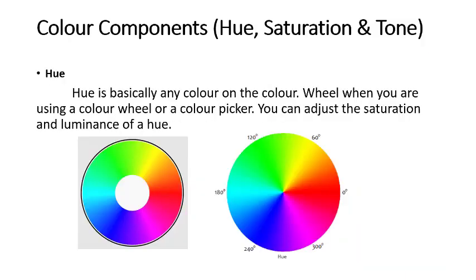Now, color components: we have hue, saturation, and tone. So what is hue? Hue is basically any color on the color wheel. When you are using a color wheel or a color picker, you can adjust the saturation and luminance of a hue. This is what we call hue, and hue is more like the original color. You can see the colors you have on the color wheel are hues.